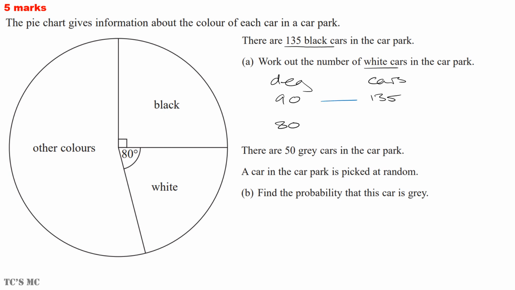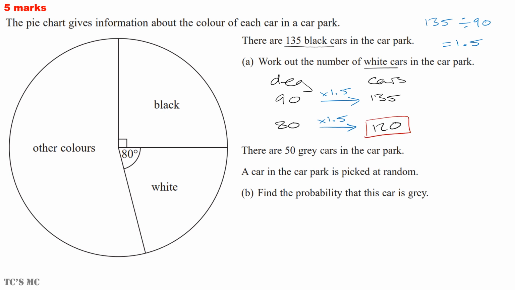To go from 90 to 135, we need to multiply by something. To work that out, we can do 135 divided by 90. That gives us 1.5. Now for part A, we have 1 mark. Now I can write 90 multiplied by 1.5. That means I must do the same over here. And now we have a second mark. The answer is 120, and that is our third mark for part A.